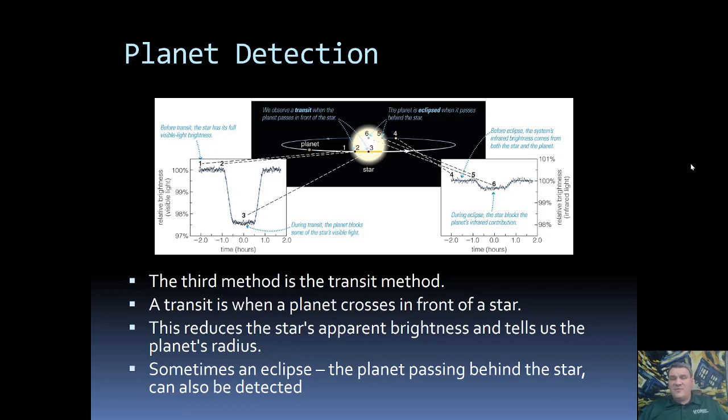Now, it may also be possible to see an eclipse. The eclipse is where the planet goes behind the star. So, it may be possible to see both the star and the planet, although the planet's light is going to be super, super tiny. But it may be possible to actually detect a very slight drop in brightness as the planet goes behind the star as well.